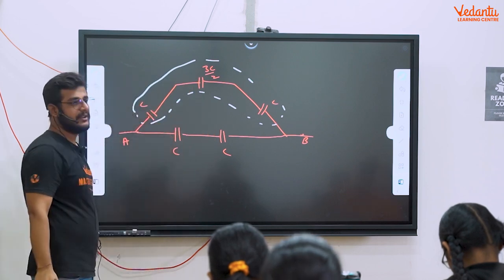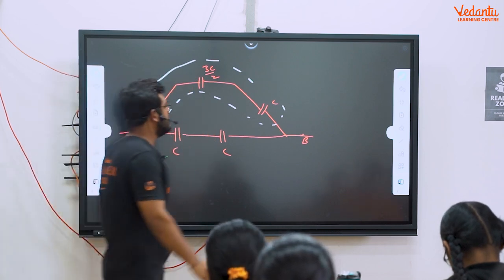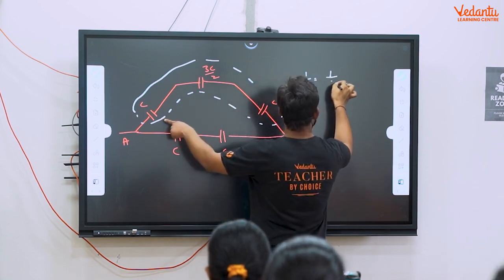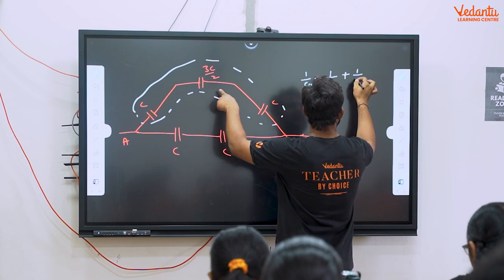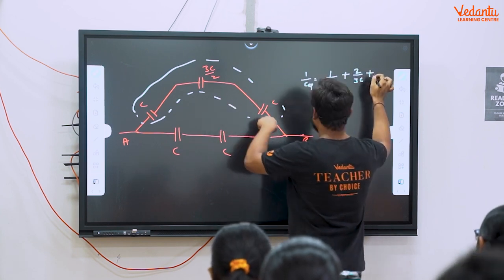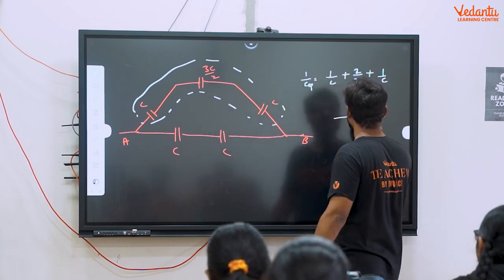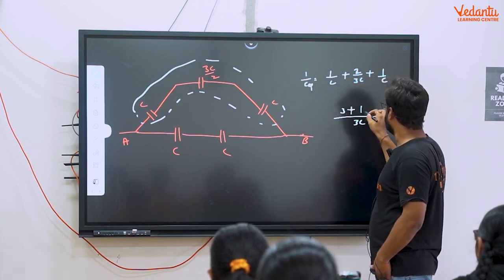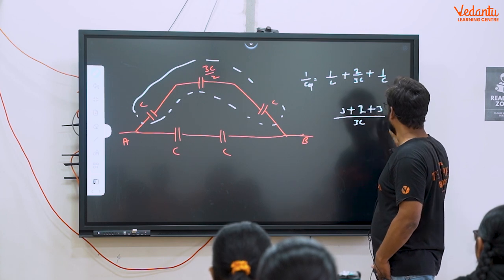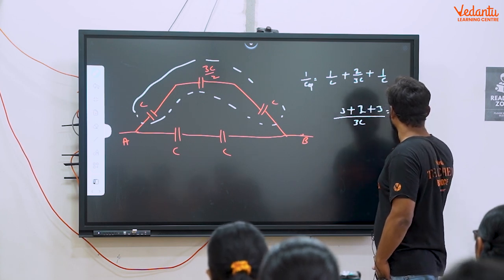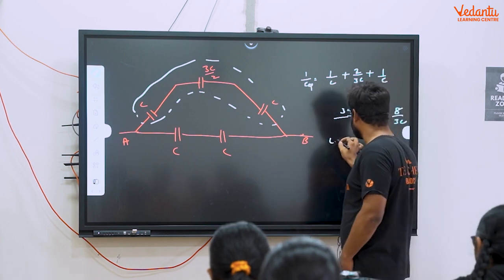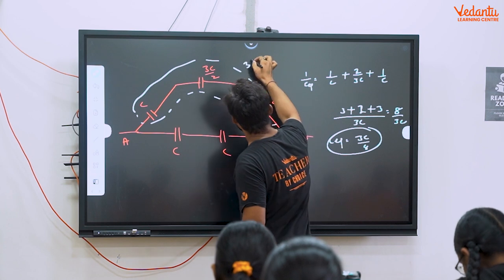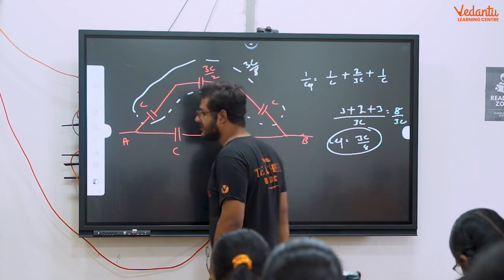In series, we know that whenever we are finding the net capacitance, 1 by C equivalent is equal to 1 by C plus 1 by 3C by 2 plus 1 by C. Now if we take the LCM, 3C, this will become 3 plus 2 plus 3. How much will it become? 8 by 3C, right? So C equivalent will become 3C by 8.